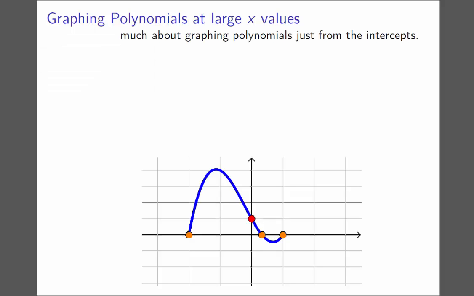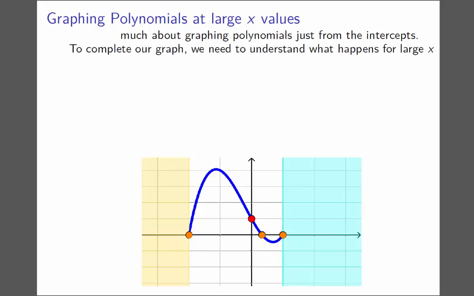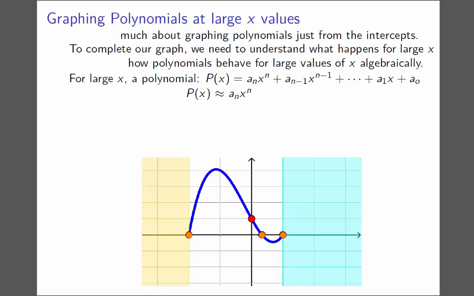We learned much about graphing polynomials just from the intercepts. And we saw that to complete our graph, we need to understand what happens for large values of x. So we learned how polynomials behave for large values of x algebraically. We saw that for large x, a polynomial p of x behaves like a_n x^n. Or in other words, the polynomial behaves like its lead term.